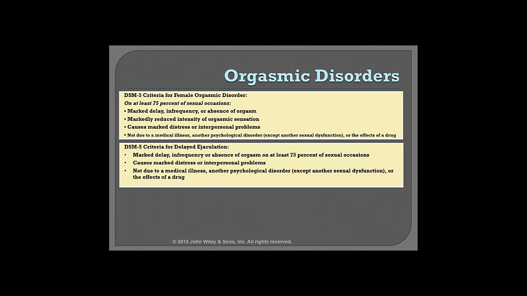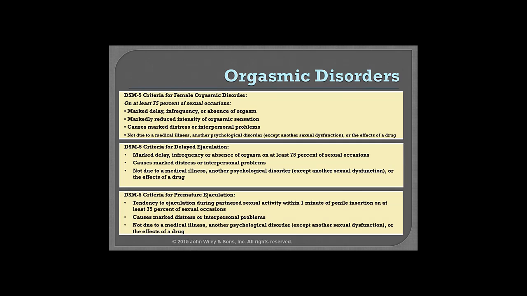What we're looking for is a marked delay, an infrequency or absence of orgasm in at least 75% of sexual occasions. It causes distress. It causes interpersonal problems. Criteria for premature ejaculation: a tendency to ejaculate during partner sexual activity within 1 minute of penile insertion on at least 75% of sexual occasions. Again, it's causing marked distress or interpersonal problems. And as I said before, what we're looking for are problems that are not due to medical illness, due to other psychological disorders, and they're not the cause of medication.